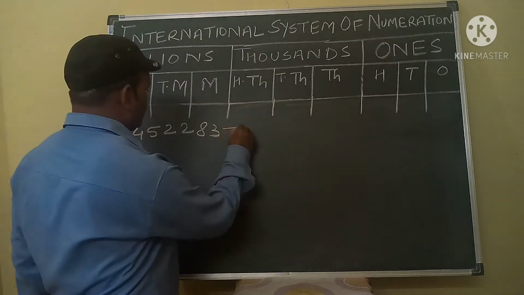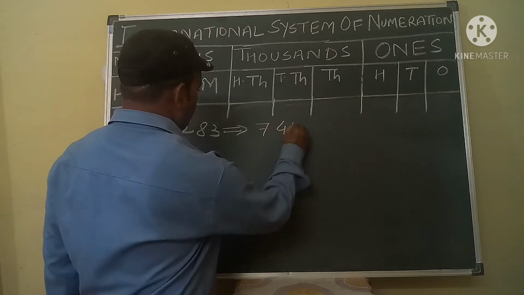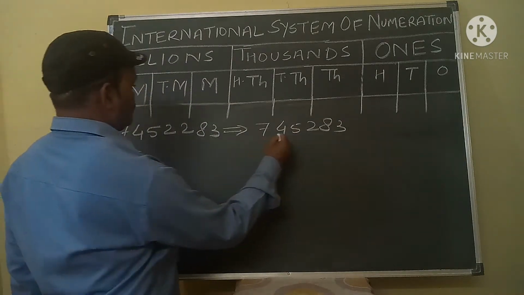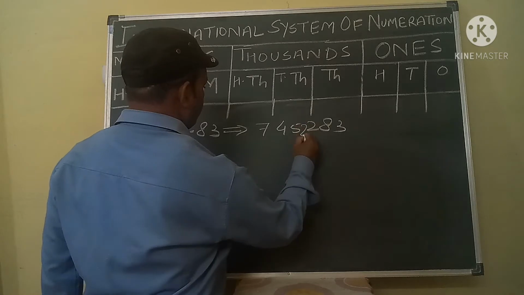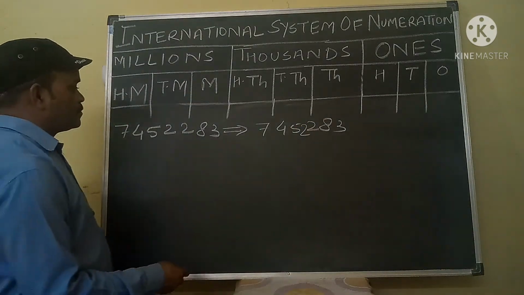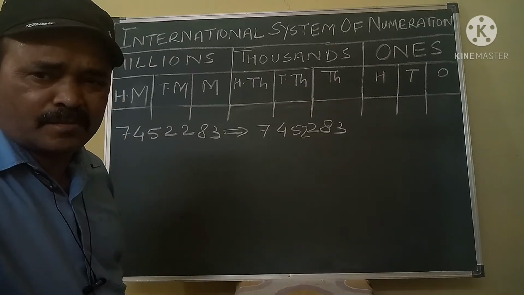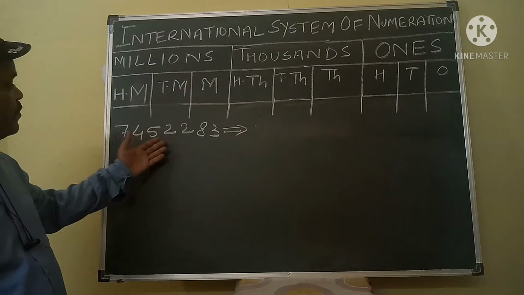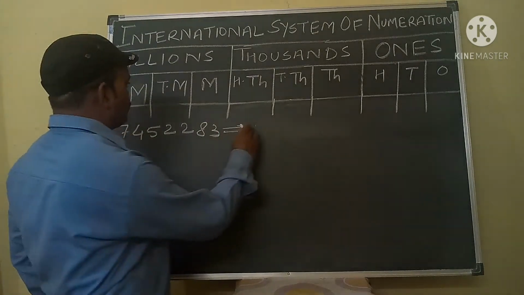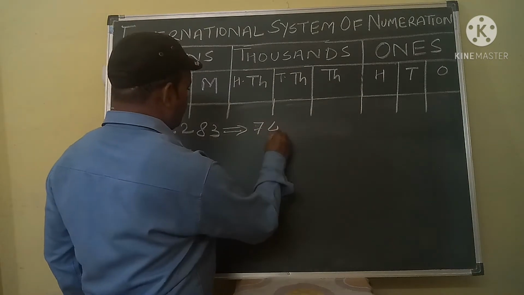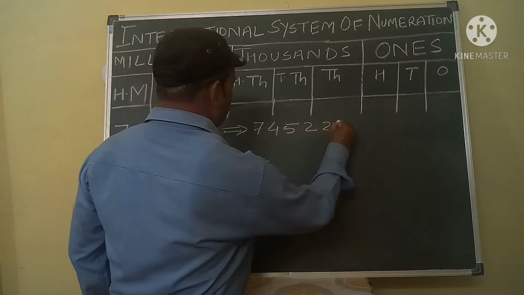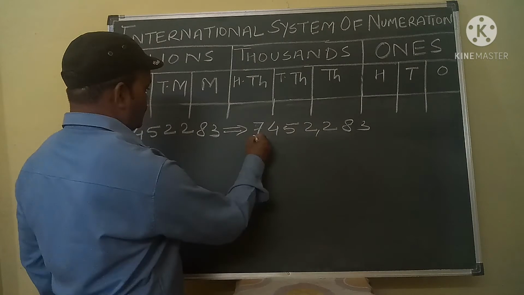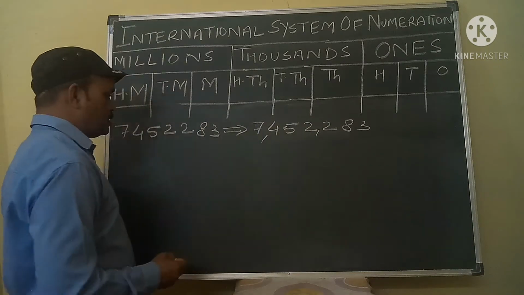Now look here. First comma, my dear students, first comma we will put after 3 digits. Now look here, this is 7452283. First comma after 3 digits, second comma after 3 digits, as you are looking.